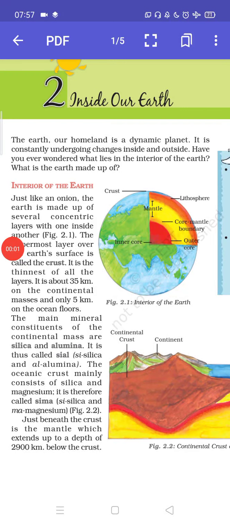Good morning, class 7. Today we will start with the second chapter of geography, Inside Our Earth. The Earth, our homeland, is a dynamic planet. It is constantly undergoing changes inside and outside. Have you ever wondered what lies in the interior of the Earth? What is the Earth made up of?